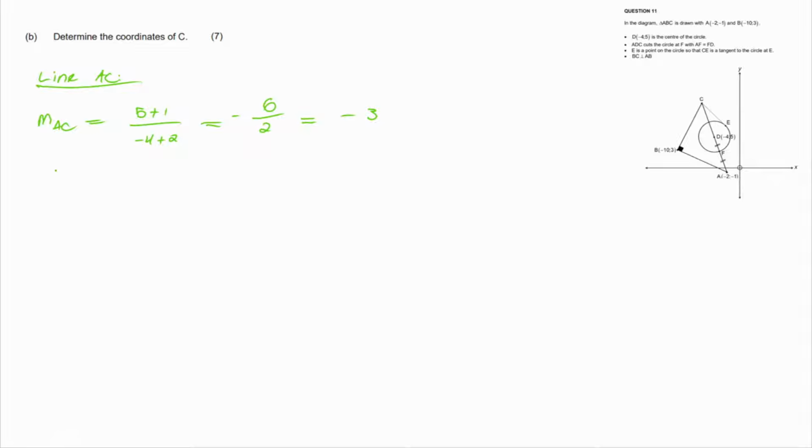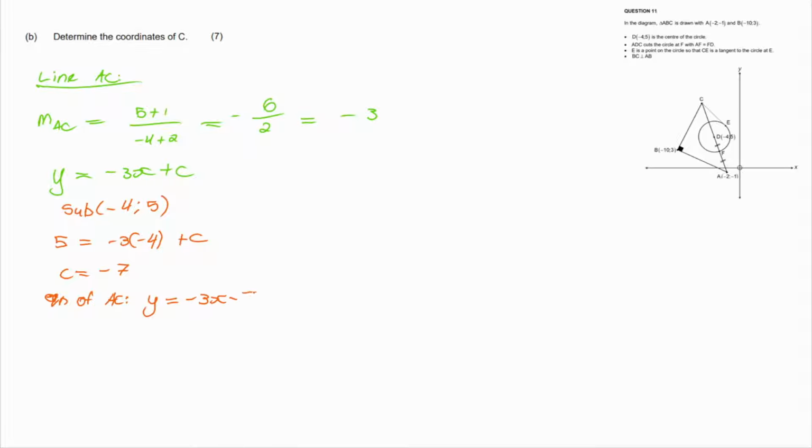So what we have then is y is equal to -3x plus c. What we do now is we can just sub in a coordinate. Let's just sub in -4, 5. So we get 5 is equal to -3 times -4 plus c. So this is 12. Take it across the other side, 5 minus 12. So c is equal to -7. So for line AC, the equation of AC is given by y is equal to -3x minus 7.